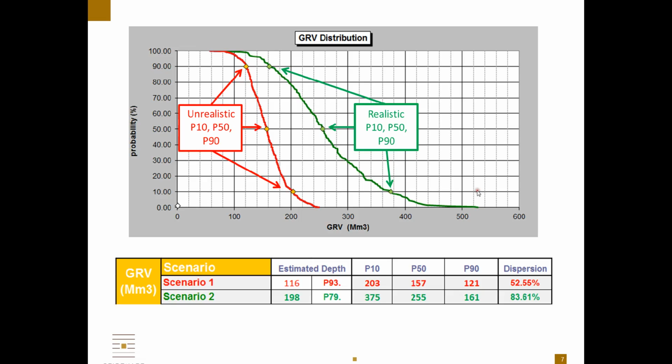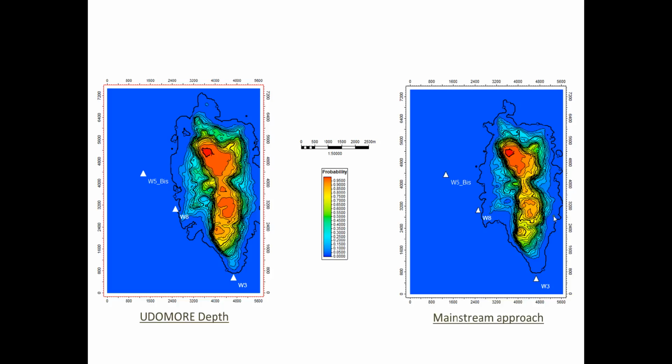The impact of unbiased depth estimations on volumetric computations is strong. Gross rock volume figures computed using the mainstream deterministic approach are unrealistic because they neglect uncertainties on the velocity model parameters. With consistent uncertainty characterization, gross rock volume figures computed using UDOMORE depth can be trusted. The same impact is visible on structural closure probability maps. With UDOMORE depth results, you produce probability maps which are more reliable and better support E&P decision making.